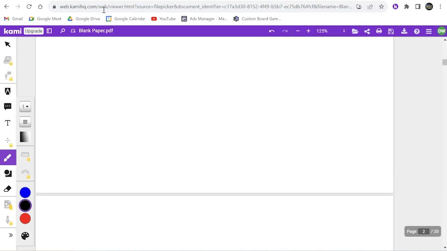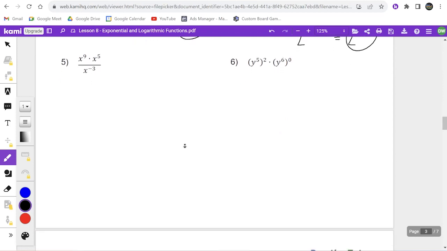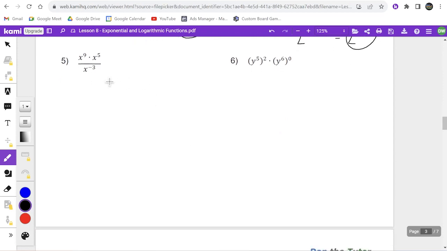Okay then. Why don't you try number 5 on your own then? And keep in mind, there's a negative exponent in the denominator. Think about how you're going to deal with that. So go ahead, I'll give you about a minute.